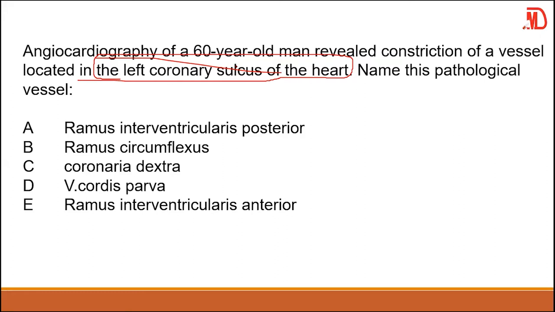This is a branch of the left coronary artery, the left anterior descending artery, and it passes through the left coronary sulcus. So please, try and be on the Telegram page and look at the diagram. It is there. All right, so the answer is B.